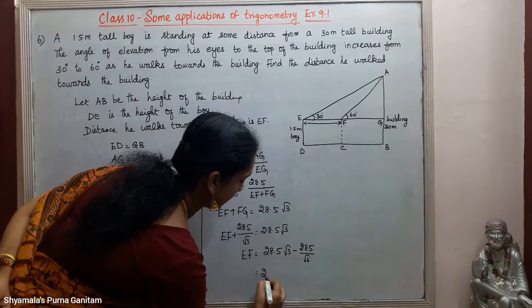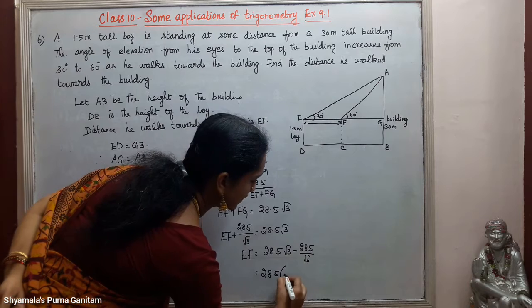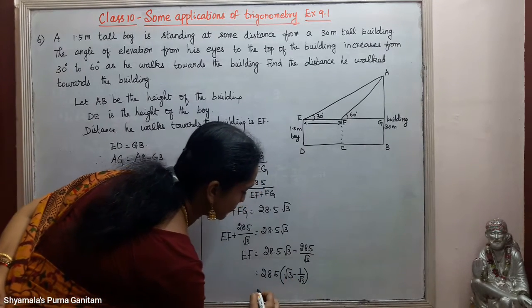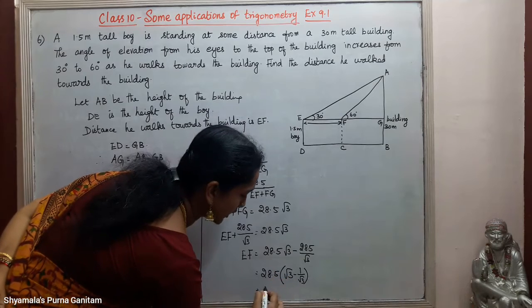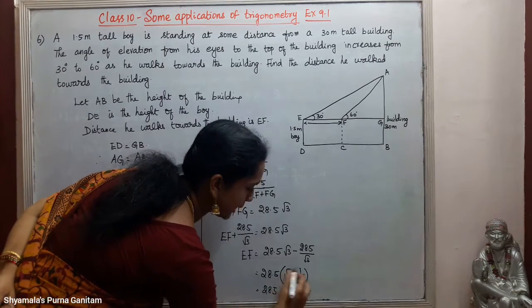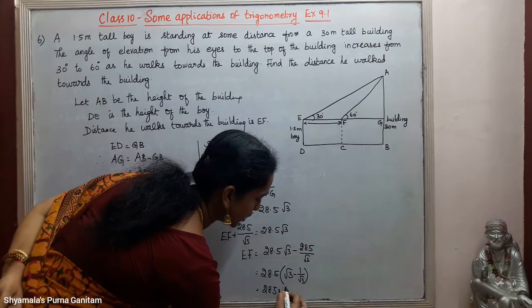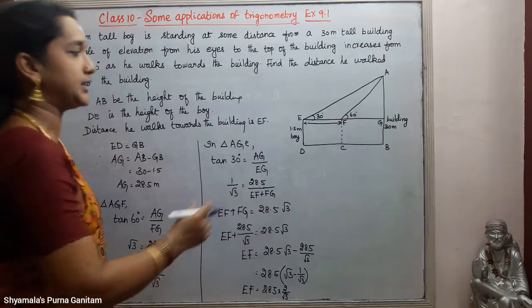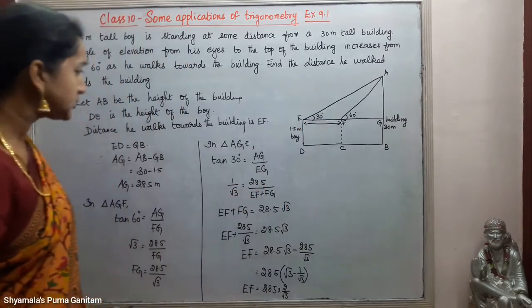So if we take 28.5 common, we will get root 3 minus 1 by root 3. Again, if we simplify root 3 into root 3, we will get 3. 3 minus 1 is 2, so we will get 2 by root 3. So this is the EF distance.